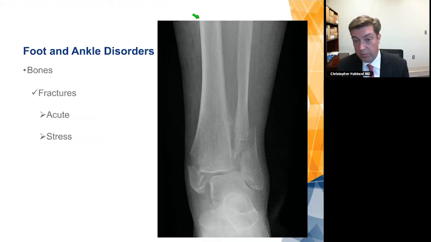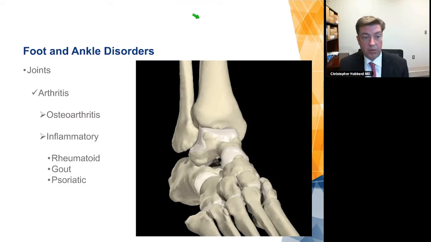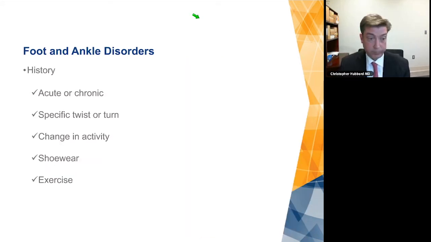In terms of the bones, essentially we're talking about fractures, either acute or stress-related. In terms of the joints, typically a loss of cartilage and arthritis or an arthritic condition of the joint. That almost always in the foot and ankle is osteoarthritis, which is a traumatic or post-traumatic arthritis. Less often, an inflammatory type condition, which can be rheumatoid, gout, or psoriasis. Occasionally we'll see a septic or infectious arthritis as well.